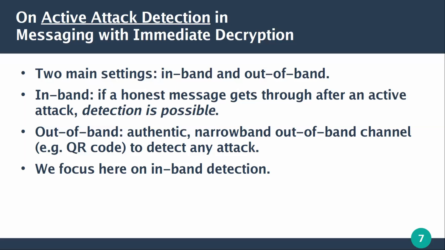The out-of-band setting deals with this worst-case setting. You can imagine you have some narrowband channel, like QR codes that you can pair with some party, or you can combine several channels together. You assume authentication for free, and so the active attack is not possible.